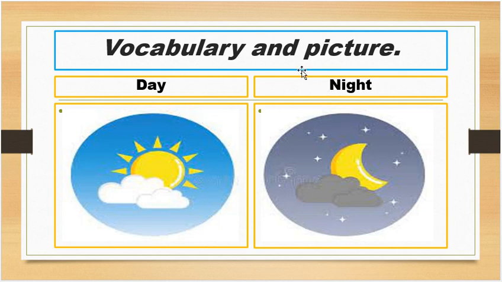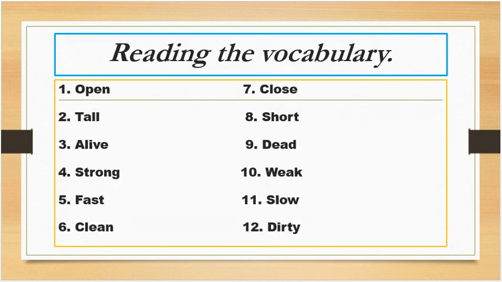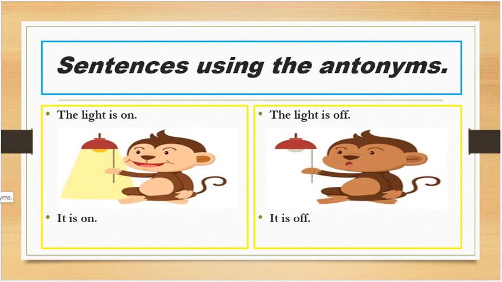Class, I hope you learned something today. This is our vocabulary and feature of our lesson for today. Next time we will have the reading. You will read this one here by yourself, and then we will make sentences using the antonyms, simple question and answer.